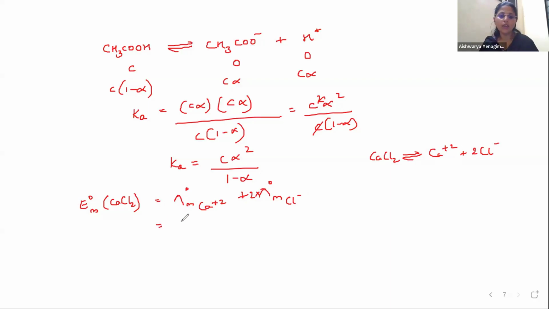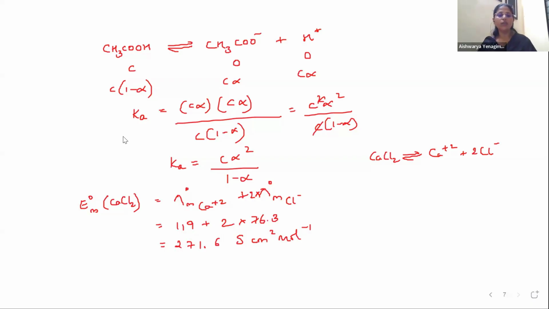From the table, we know that limiting molar conductivity of Ca2+ is 119 plus 2 into limiting molar conductivity of Cl- is 76.3. This you solve out, it comes out to be 271.6 Siemens centimeter square per mole. Cleared with this? So this is how you solve the limiting molar conductivities. You find the limiting molar conductivities. Okay. Now let us move on to the next concept.